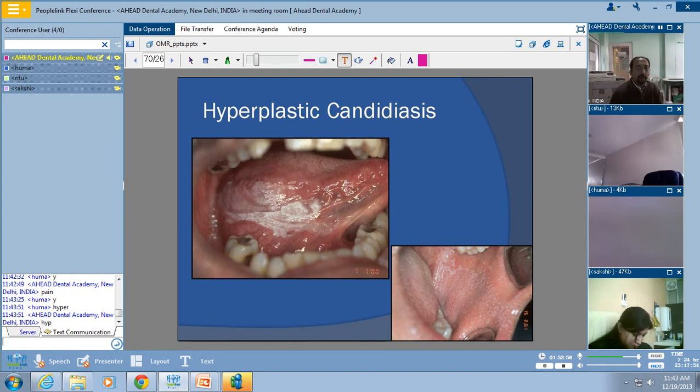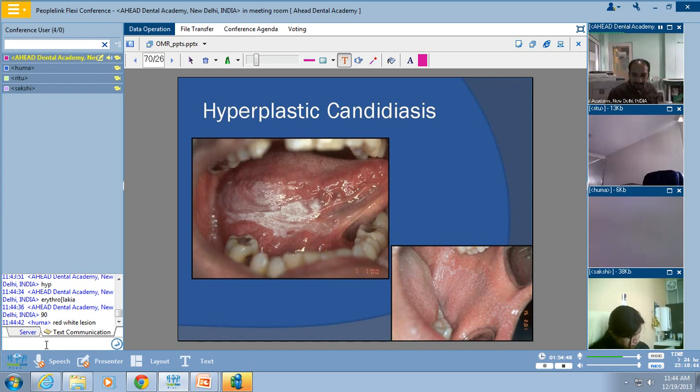Now, if I ask you certain questions about pre-malignant lesions, which pre-malignant lesion has the highest malignant transformation rate? What would be your answer? It is erythroplakia, which has a massive malignant potential of 90%. It is not a red-white lesion, it is a completely red lesion.